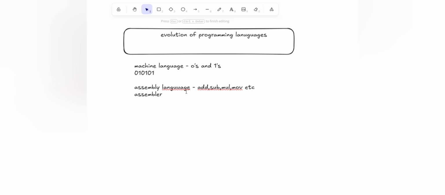To give an example: instead of remembering a person's phone number, you save their name in your contacts, right? You cannot remember everyone's phone number. So the phone numbers are like machine level language, but instead of remembering the phone number, you save their name in your contacts. That is the assembly language. Take it as an example.